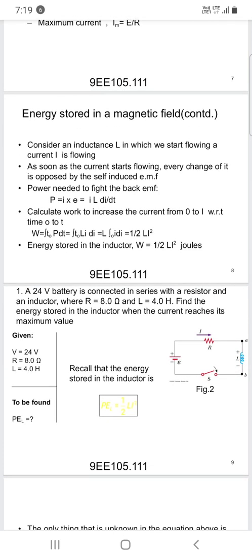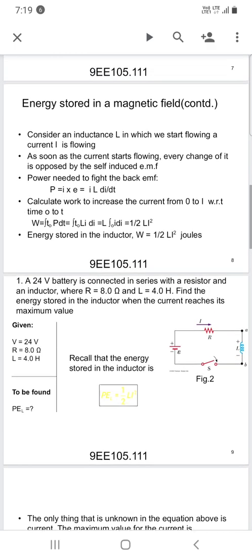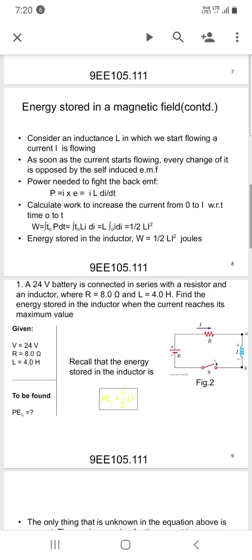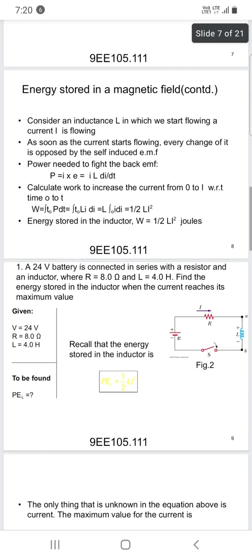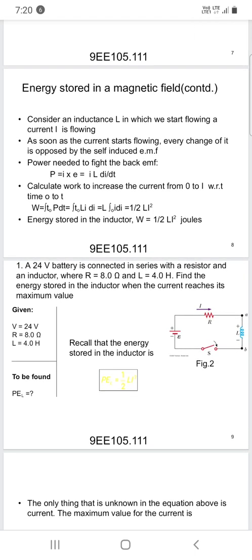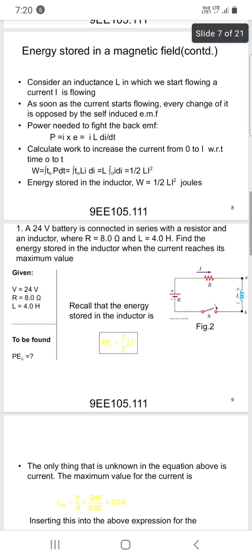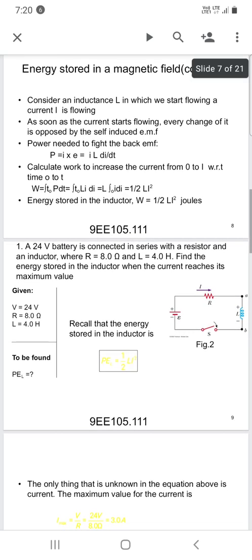So this power is equal to I into V, I into E. Here I is the current flowing through the circuit and E is the voltage across the circuit, where V is equal to L into di by dt. So this E means the induced EMF produced in an inductor.